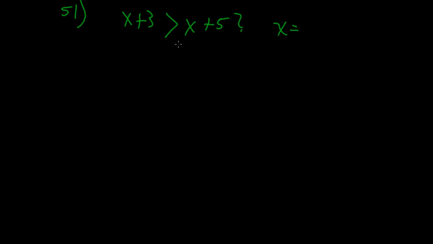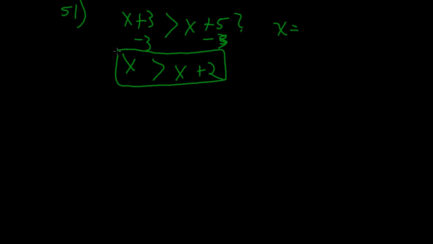So we can solve this, or simplify this equation at least. If we subtract 3 from both sides, we're left with x is greater than x plus 2. And this is the equation we're working with. So which values of x would make this equation true? Can we ever have a number that is greater than that same number plus 2? Well, no, because that doesn't make sense.